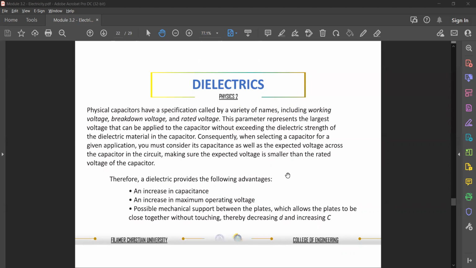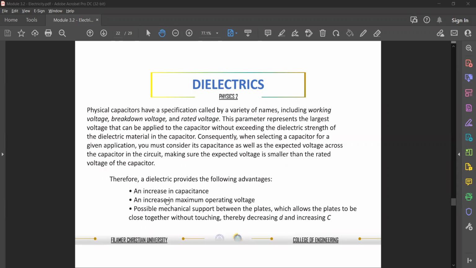So pag nag-reach na siya, it might bust your component. Basta maglapok ang capacitor or something, if that exploded, no? Basta masunog pa. Yan. So consequently, when selecting a capacitor for a given application, you must consider its capacitance as well as the expected voltage across the capacitor in the circuit, making sure that the expected voltage is smaller than the rated voltage of the capacitor.